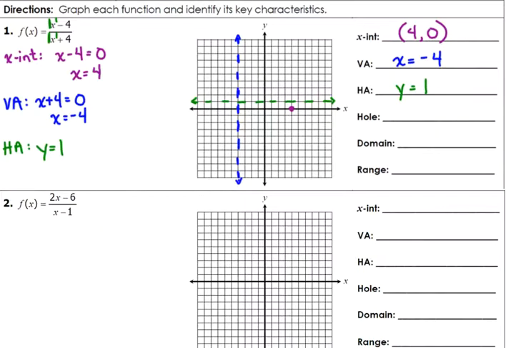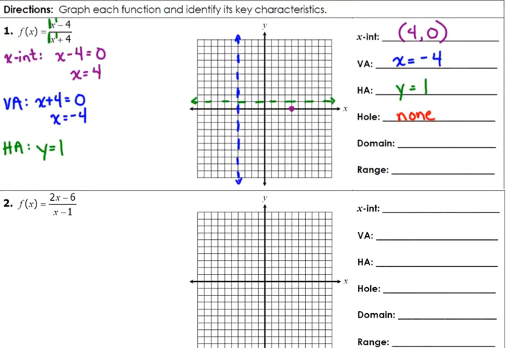Next, we deal with any holes. Well, we didn't have any canceling. We didn't do any simplifying. There was no canceling, so there is no hole here. None. You can have any combination of these. You don't have to have a vertical asymptote. You don't have to have a hole. You don't have to have a horizontal asymptote. Or you could have all three. It just depends on the function.